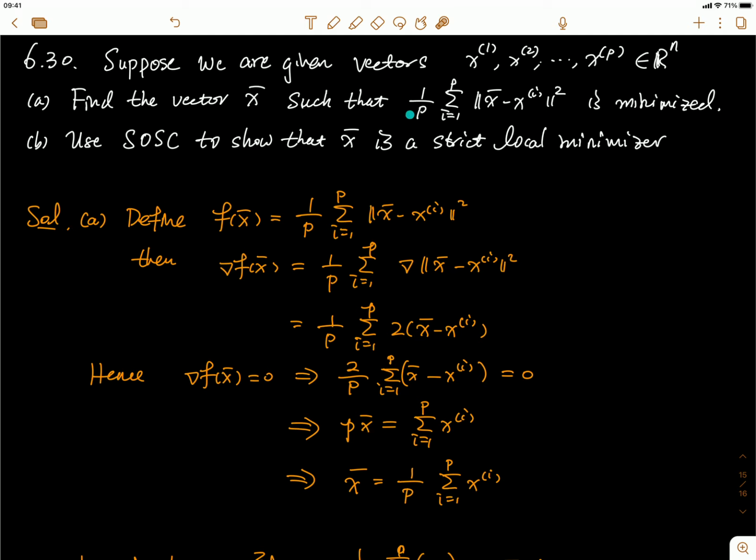Let's define this as a function f of x bar. So f of x bar is defined as this quantity here, and then we can take the gradient of f with respect to x bar. Essentially we take the gradient of each of these terms and take the sum, right? Because the gradient, or derivative, is linear, so we can take each of the terms separately and then sum together. So the gradient of that is this.